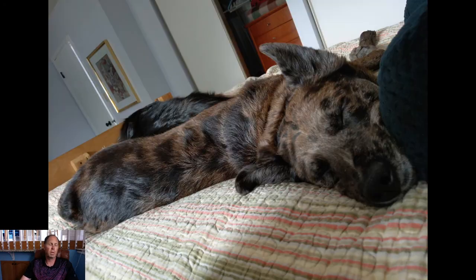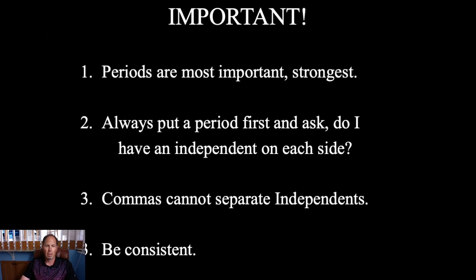Whoo! Here's what we have to keep in mind. First, periods are the strongest punctuation. They separate 2 independents. I encourage you to put periods in first. When you think it's time for a comma, put a period in. Then look left, look right. Does it make sense? Do I have 2 independents? If it doesn't, then maybe you could use a comma.